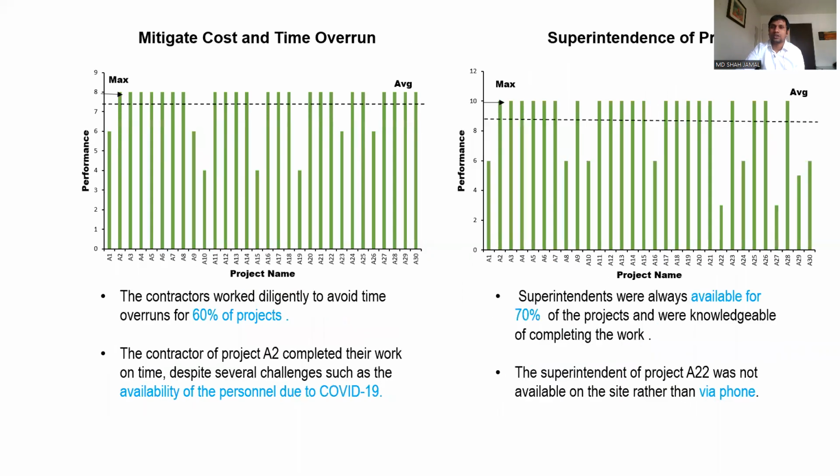The next factor is mitigating cost and time overrun, and the contractors worked diligently to avoid time overruns for 60% of projects. Superintendents were always available for 70% of the projects and were knowledgeable of completing the work. The superintendent of Project 822 was not available on the site other than via phone because of the COVID-19 pandemic.